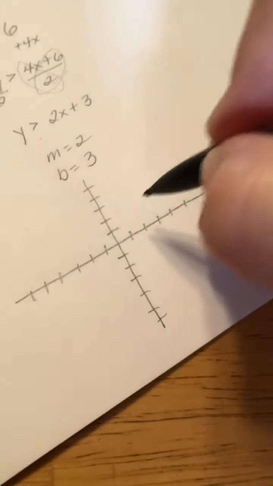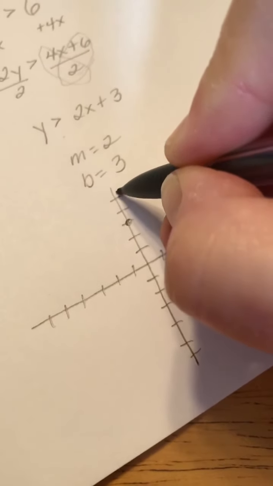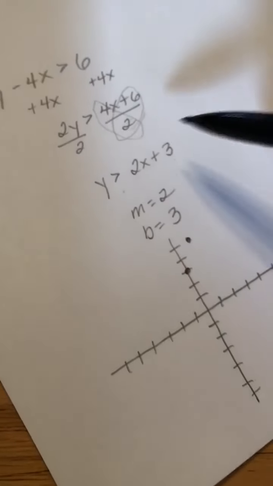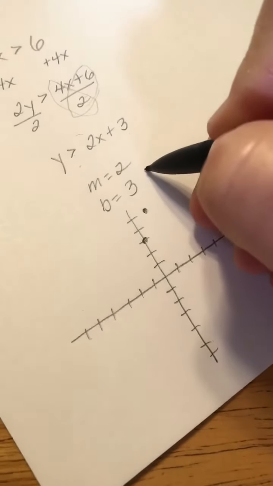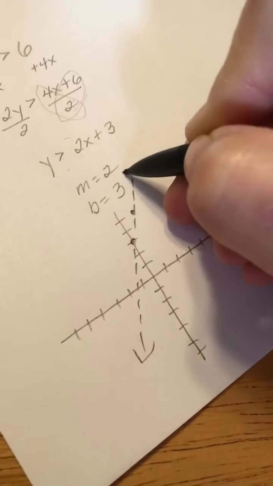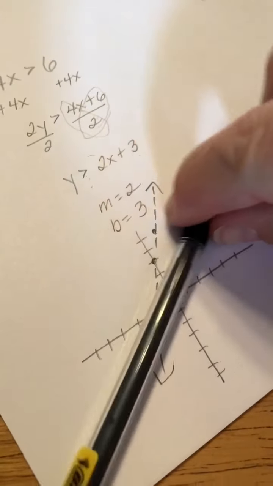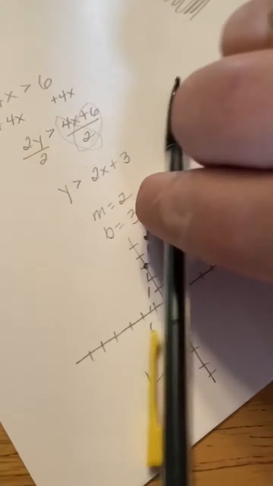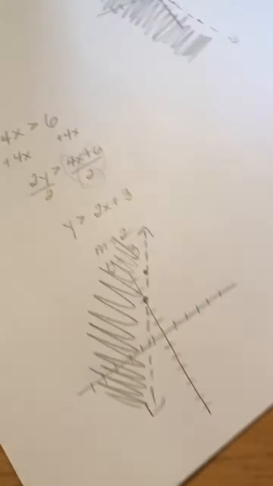So to graph, we start with the b on the y-axis. So I start at 3. And I go up 2, to the right 1. And then I have to decide, is it a solid or dotted line? And since it is greater than, it is a dotted line. So I make a dotted line. And it is greater than, so I shade above. So again, if you're struggling, here's my horizontal line. This is above. Turn it back so this is still above. So my shaded area goes there.